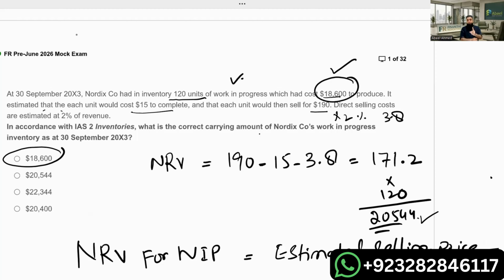The catch is that whenever you are required to calculate NRV, you have to read the question slowly and first figure out whether you need to calculate NRV of work in progress or NRV of finished goods. Once you know that you are calculating NRV of work in progress, you know the formula. If you are required to calculate NRV of finished goods, you also know the formula. So this is, students, how to calculate NRV in case of work in progress and in case of finished goods.